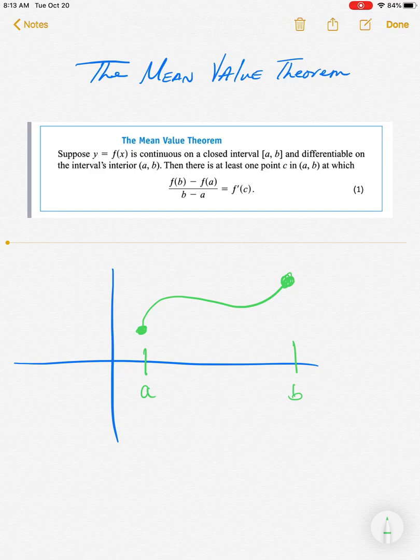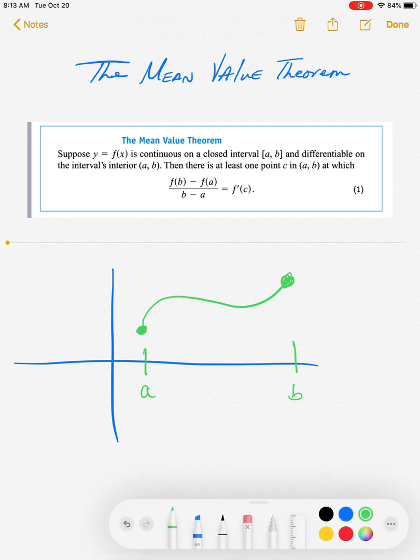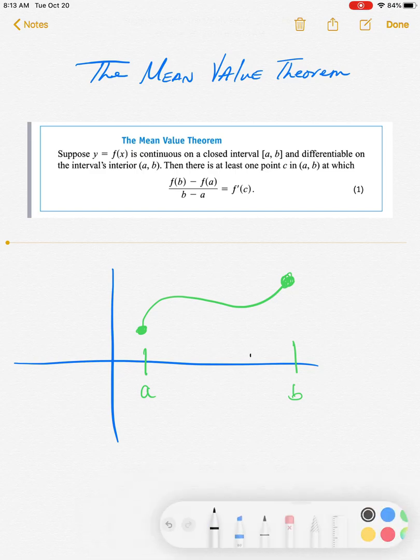And it says it's differentiable on the interior points of A and B. Alright, so then there is at least one point c in AB at which the slope, f of b minus f of a over b minus a, is equal to the calculus version of slope, f prime at c. So that's saying there's some c where the slope is the same.